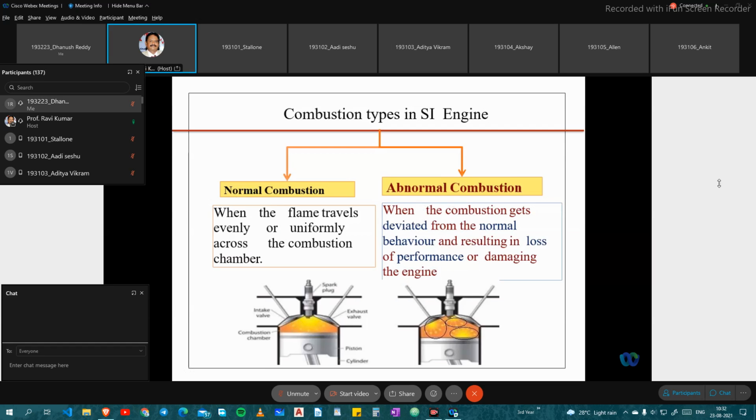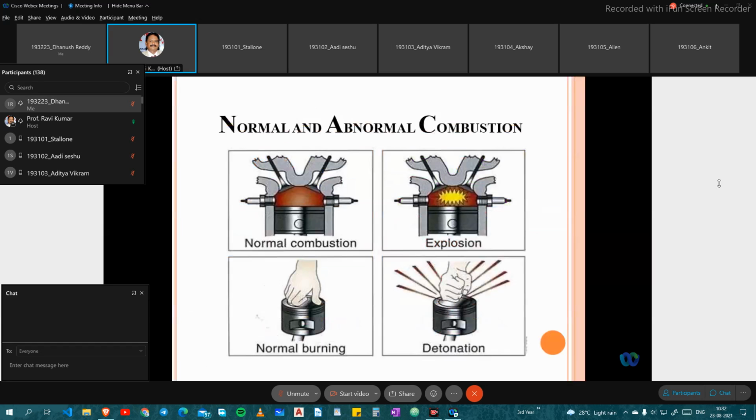And unburnt hydrocarbons will be sealed inside the cylinder, and all of this will have small notches inside it. Because of this, we are going to get pressure, temperature, and pre-ignition also will take place. And because of this, we are going to get abnormal combustion. We will also discuss how to avoid this abnormal combustion in the combustion chambers. This is about normal and abnormal combustion.